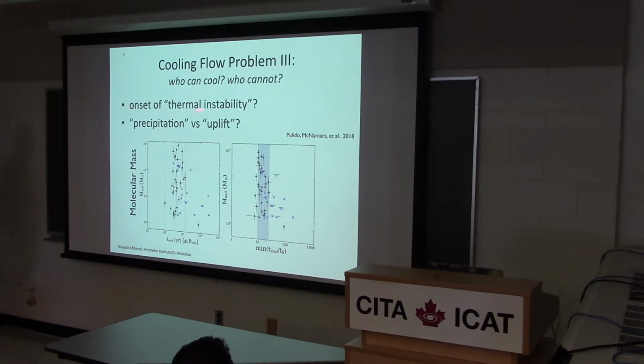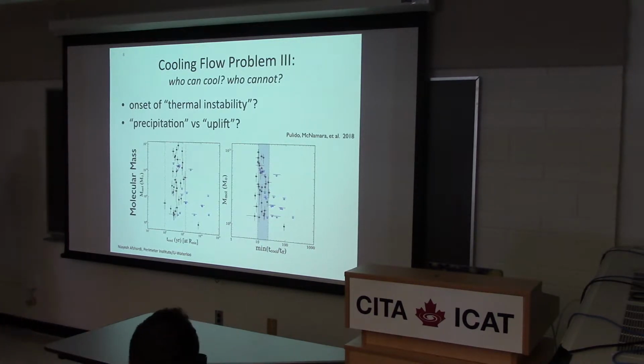So there is this idea about an onset of thermal instability somewhere in the cluster. This is what you're plotting here. This is from a paper of my colleague, Brian McNamara. This is the minimum cooling time in the centers of clusters, or here the minimum of the ratio of cooling time to free fall time. And here is the amount of molecular gas that's seen in ALMA.